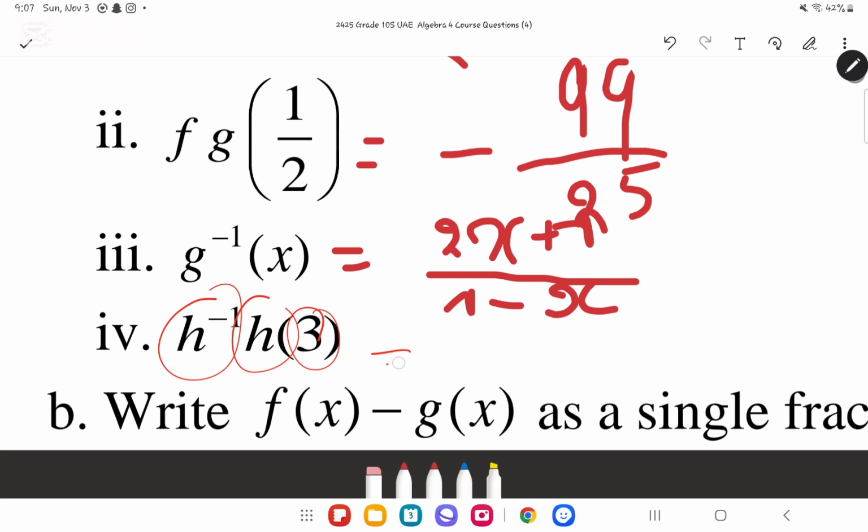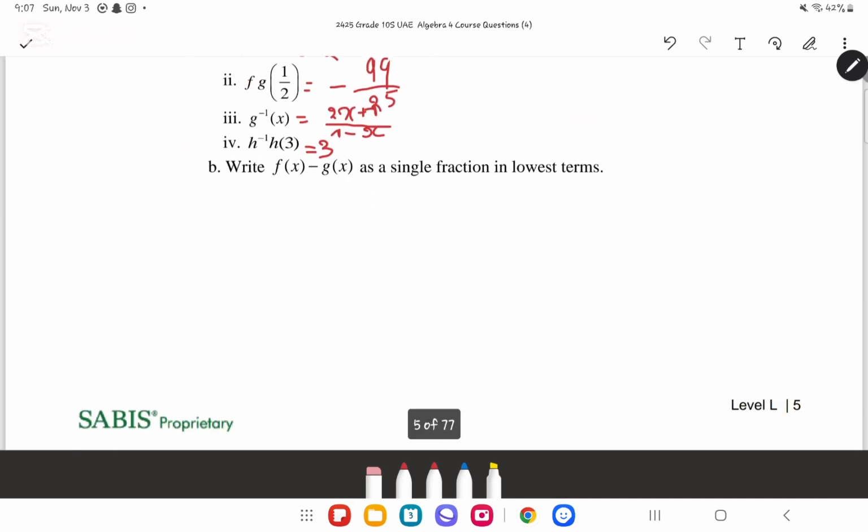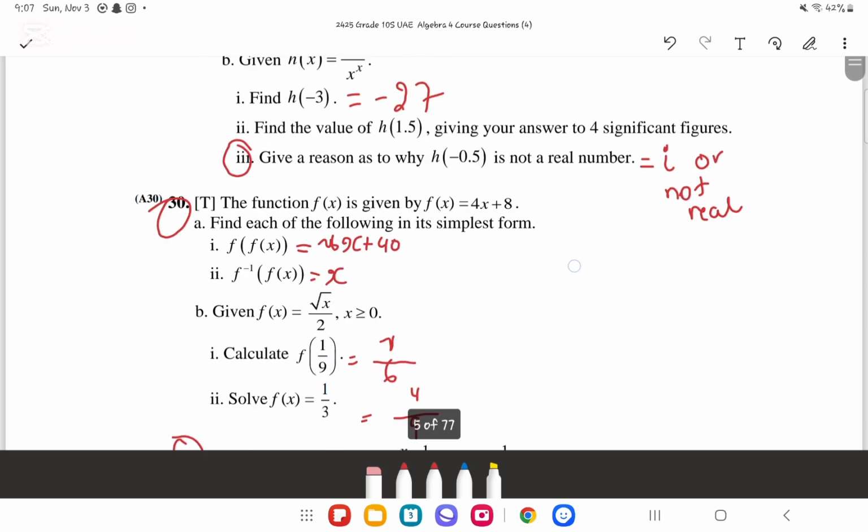So the answer is going to be the number inside of the brackets, which is 3. So over here, the answer is 3. Now for part B, they want us to write f(x) minus g(x) as a single fraction in lowest terms.